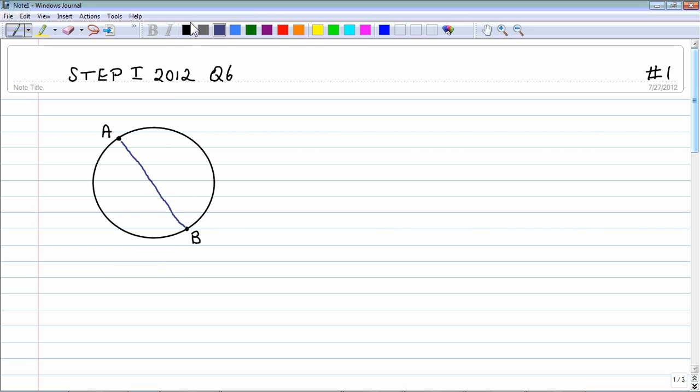And then we're going to choose another point. Now, what was it now? Yeah, D. Another point D on the diameter. Obviously, it doesn't have to be in the middle; it can be anywhere.